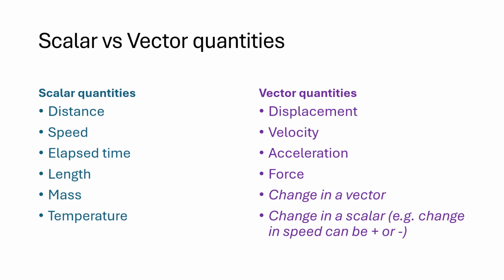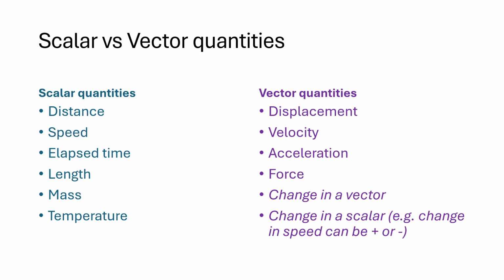A change in vector quantity will also be a vector quantity. It is essentially the difference between two vectors. So it's quite intuitive when you consider it from that perspective. And a change in a scalar quantity, that's also going to be a vector quantity. Why? Well, think about our direction as whether the change is positive or negative.